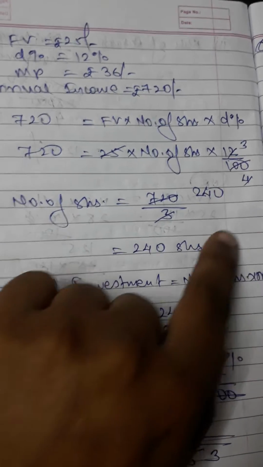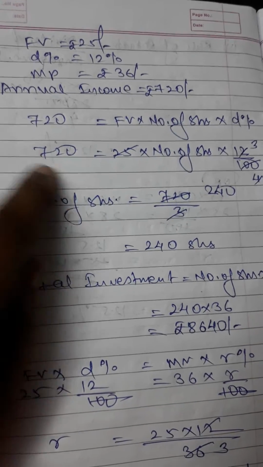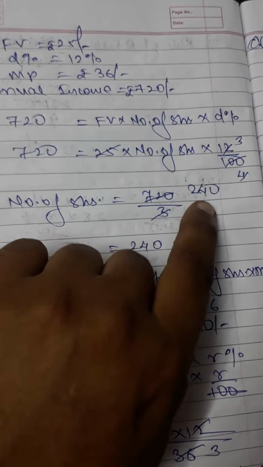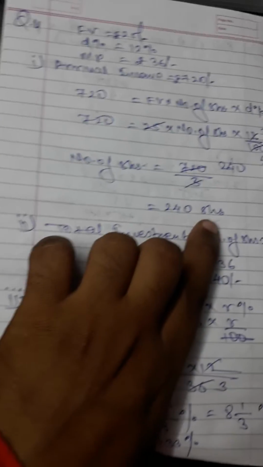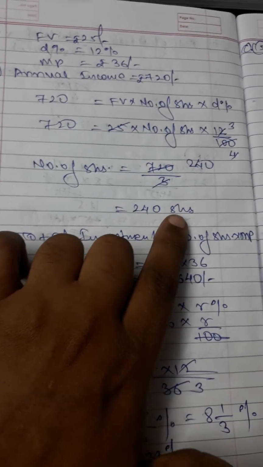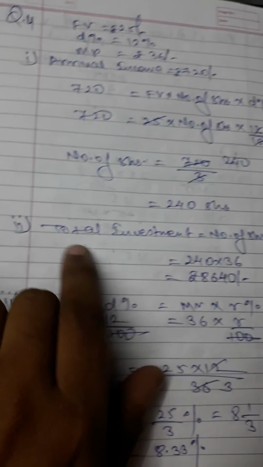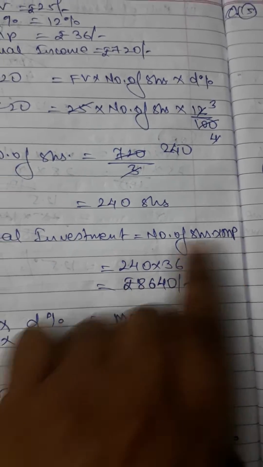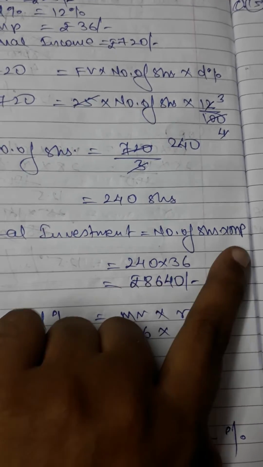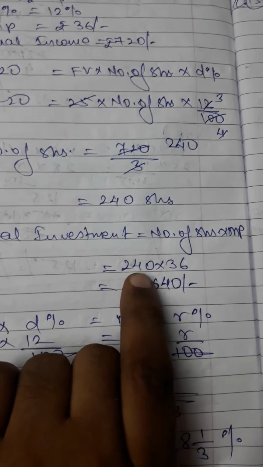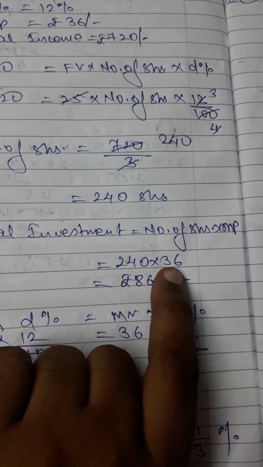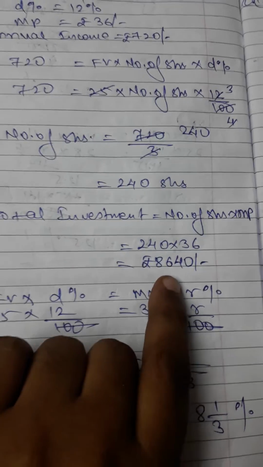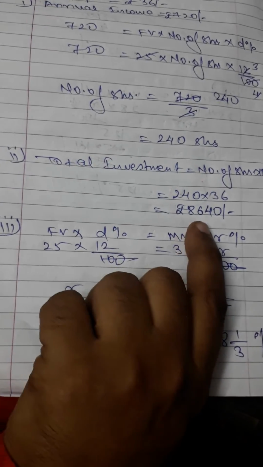If we transfer 3 to the left side, we will get 720 divided by 3 means 240 shares, means number of shares bought was 240. Total investment means number of shares into market price. Number of shares is 240, market price is 36, answer will be 8640. Total investment 8640.